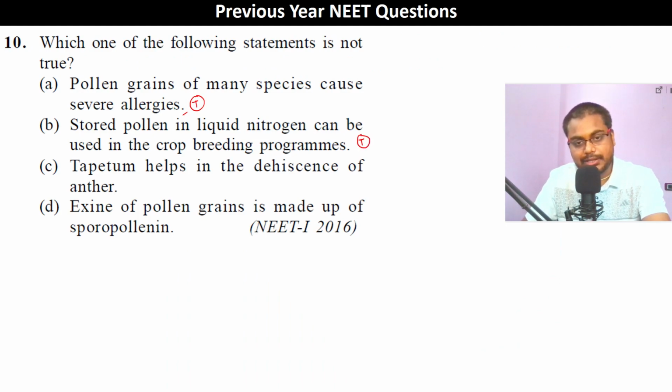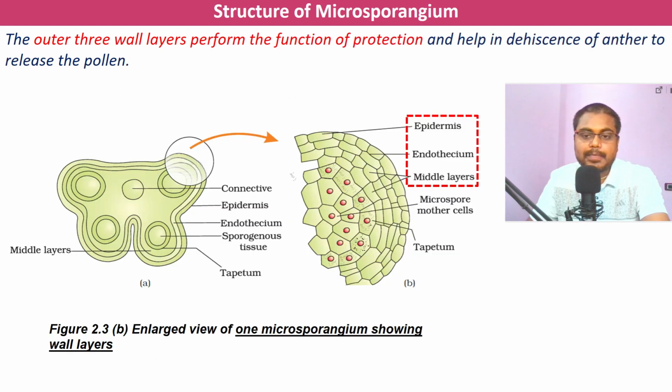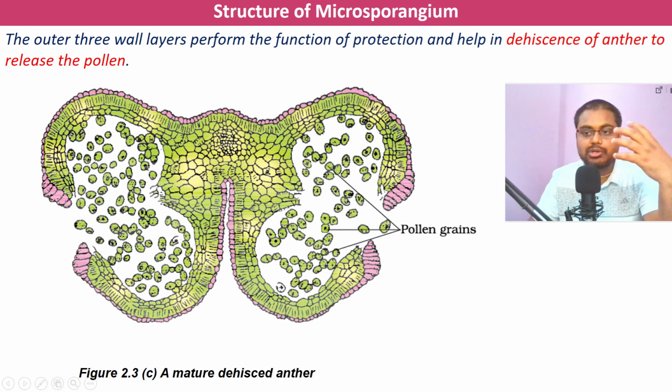Tapetum helps in the dehiscence of the anther. Yes, let us now understand. This microsporangium is having 4 layers: epidermis, endothecium, middle layers, and the tapetum. Now the three outer layers, that is the outer 3 wall layers, perform the function of protection. And what they do is they help in the dehiscence of the anther. What is the dehiscence of anther? Dehiscence of anther means the anther gets ruptured and then the pollen grains are spread outside, because now they have to go out for pollination. So therefore these 3 layers help in the dehiscence of anther, not the tapetum.